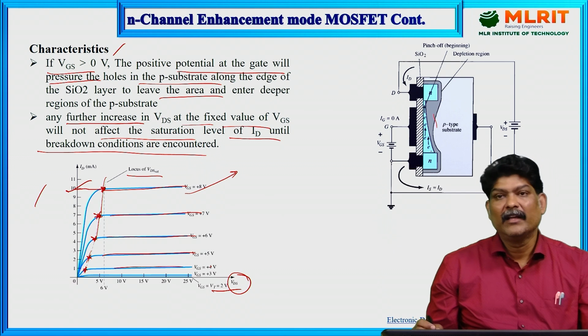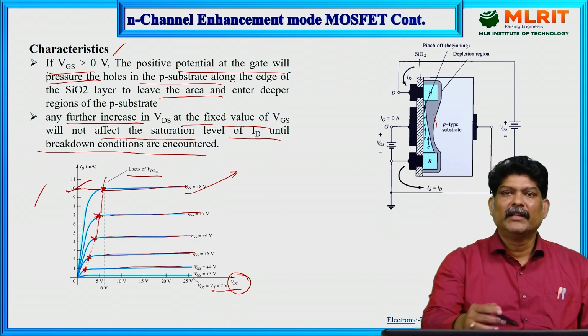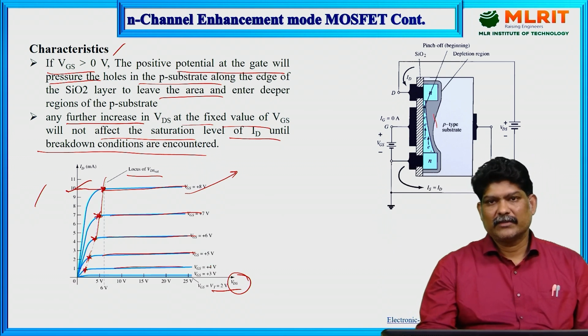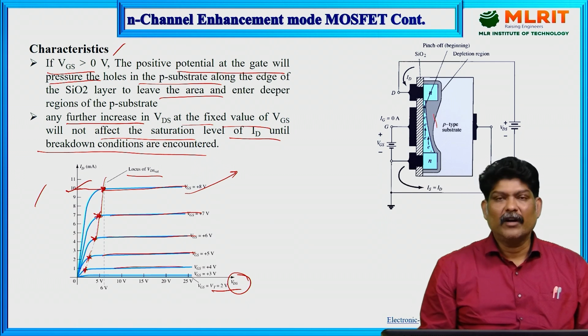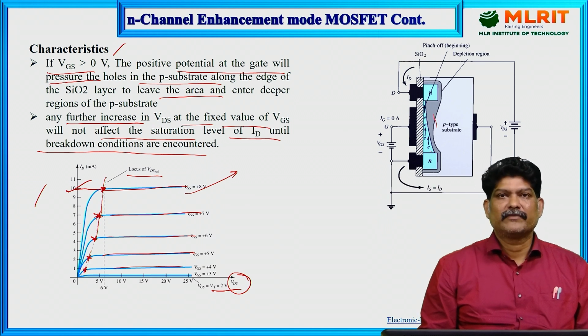So in that way, we are able to control the drain current, the output current, by changing the gate to source voltage. So this is about the construction and operation, and at the same time the characteristics, of the N-channel enhancement mode MOSFET. So that's all for today.